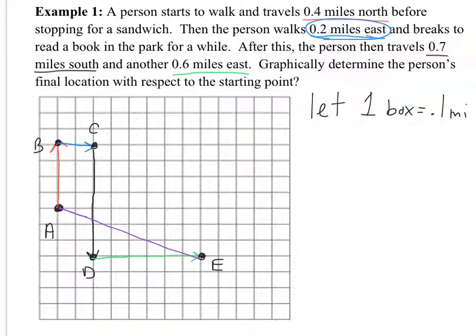So take a look at that purple line right there. Label that with a capital R. You can put an arrow over it to show that it's a vector. It's your resultant vector.